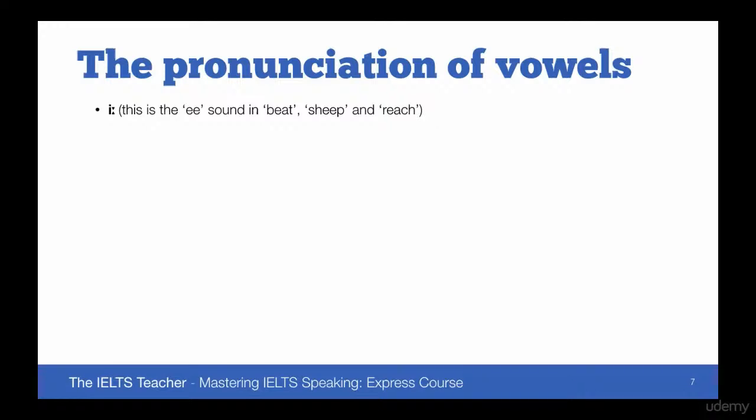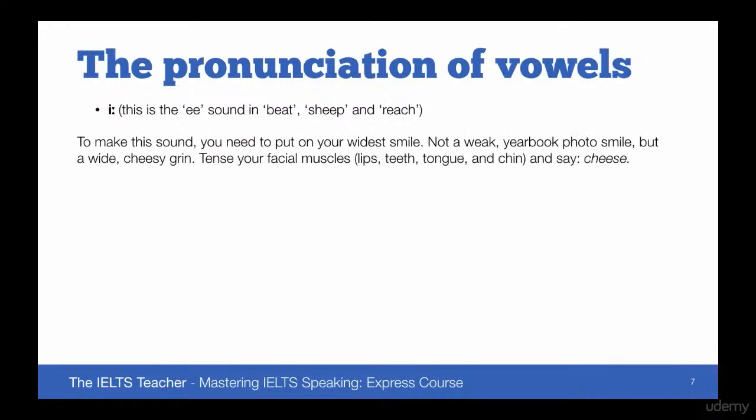works better here, because essentially we need to tense our facial muscles. So it's not a weak yearbook photo smile, hardly anything there, but a wide and cheesy grin. So tense these facial muscles, pull the lips as wide as you can, and say the word cheese. So tense those muscles. Cheese, cheese, cheese.